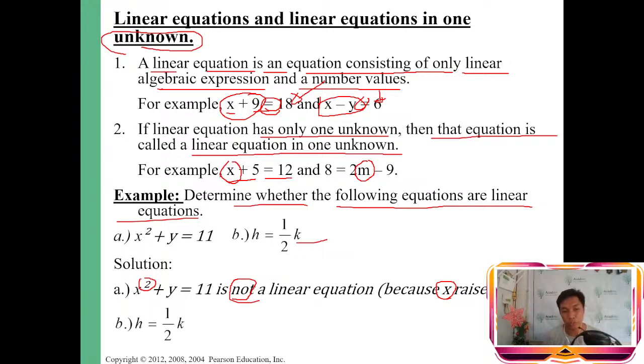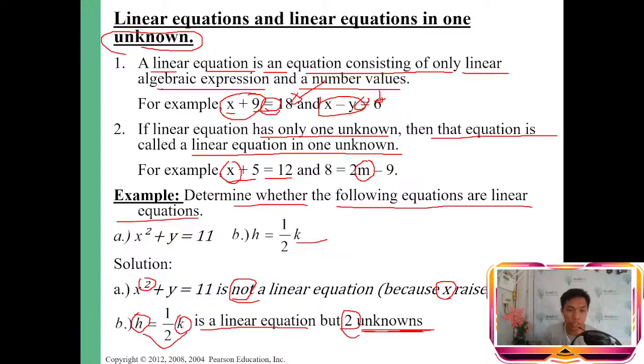Number 2, h is equal to 1 over 2 k. Is it a linear equation? Yes, it's a linear equation, but with two unknowns. Why is it two unknowns? Because we have the h and the k. H and k are your two unknowns. So take note, we can find linear equations in two unknowns, three unknowns, four unknowns. Those are linear.